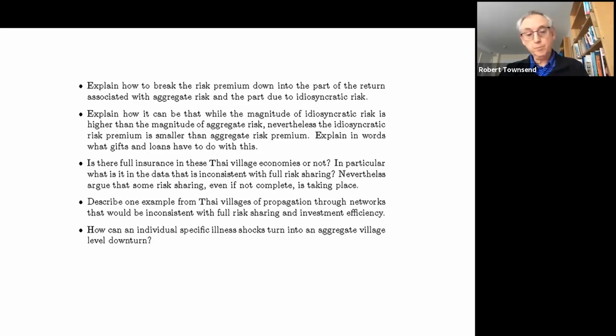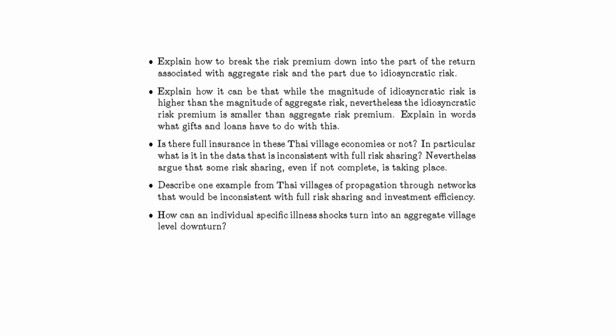The last part, which I didn't read out: explain in words what gifts and loans have to do with it, but you kind of did already. That's the way they pool away most, if not all, of the idiosyncratic risk. Whereas the aggregate risk is common, it's hitting everyone. So essentially you can't pool it away.